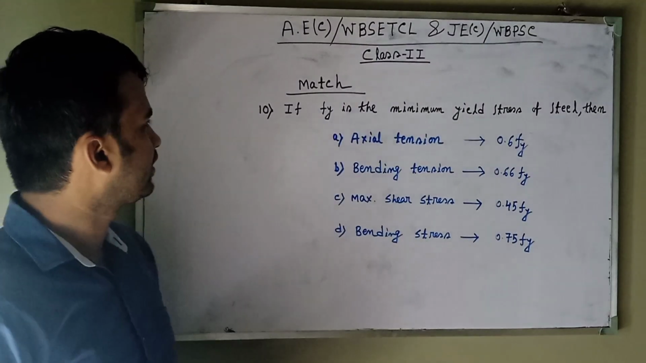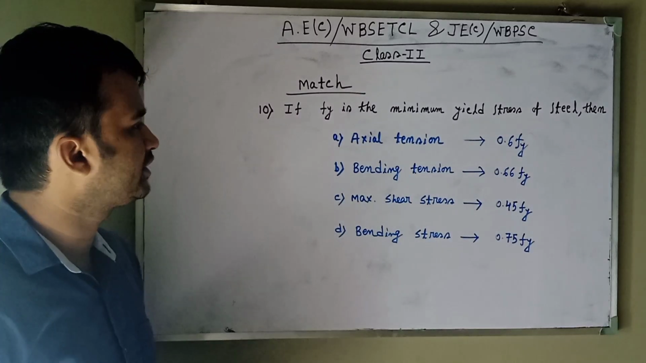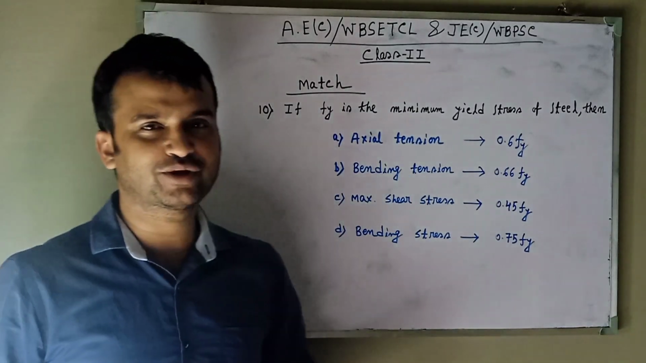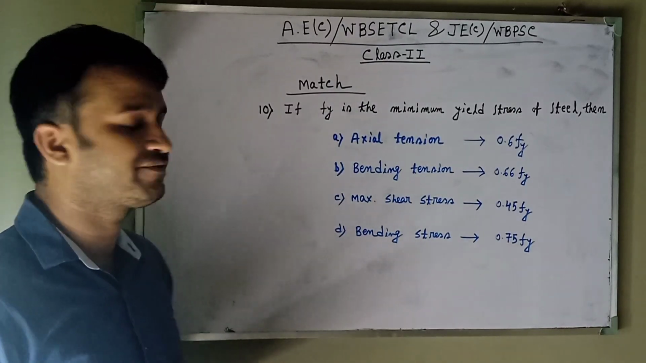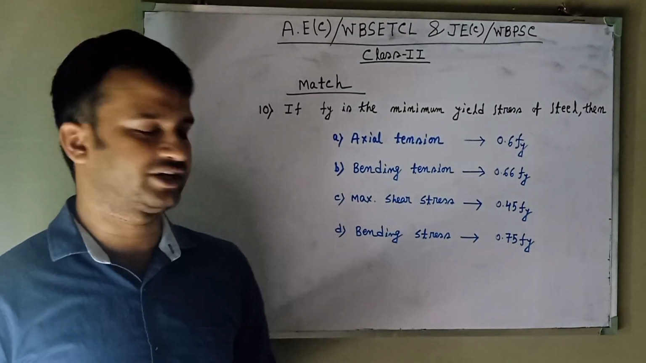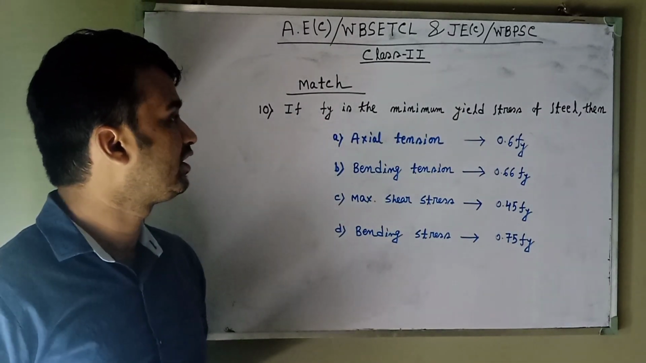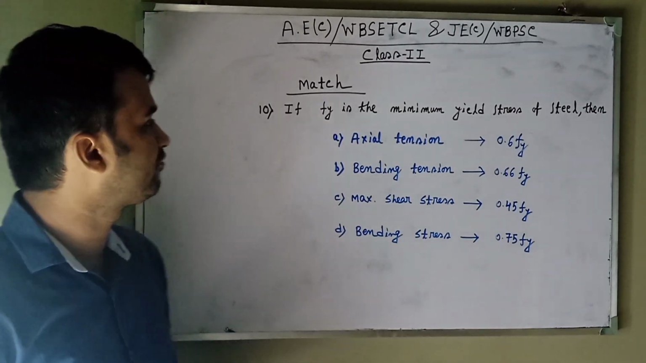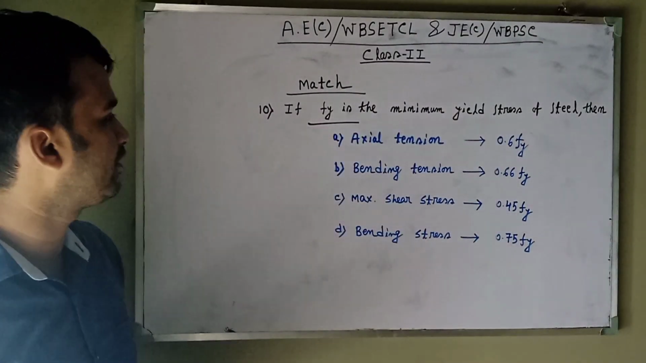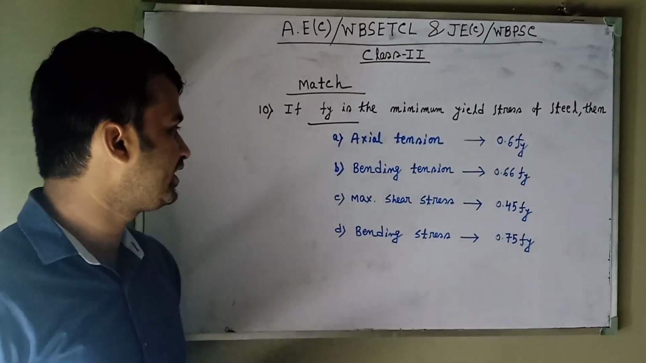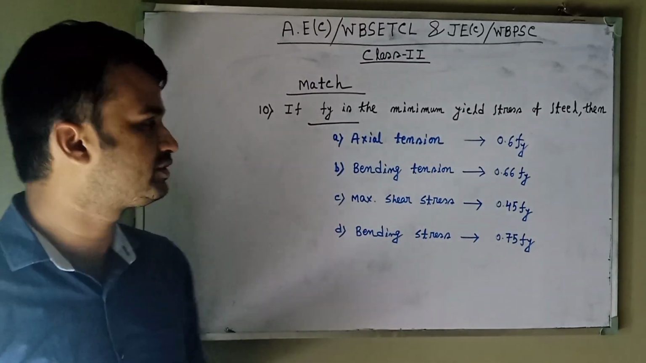Question number 10. If Fy is the minimum yield stress of steel, then actually this is not a question. I have written this like a statement, and from this statement you can get 4 questions. Suppose you are given the minimum yield stress of steel Fy, and then you are asked to find the axial tension or bending tension or maximum shear stress or bending stress. Then you have to use this formula.